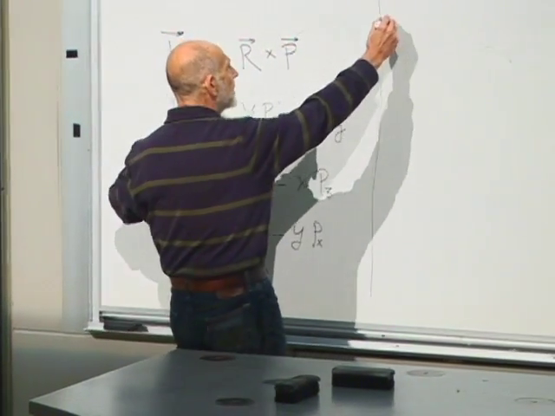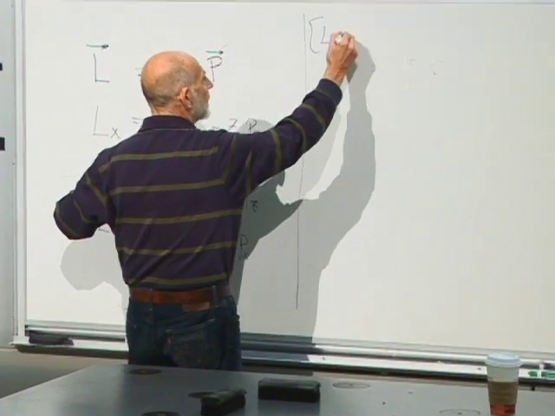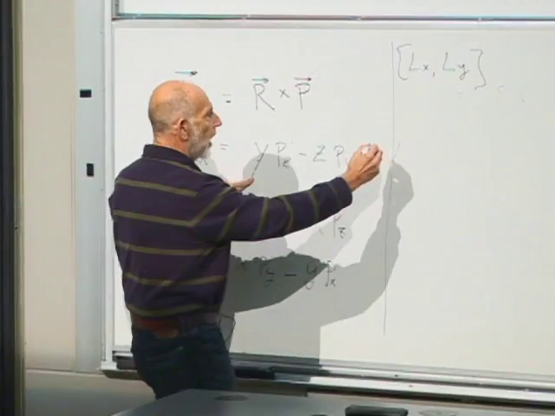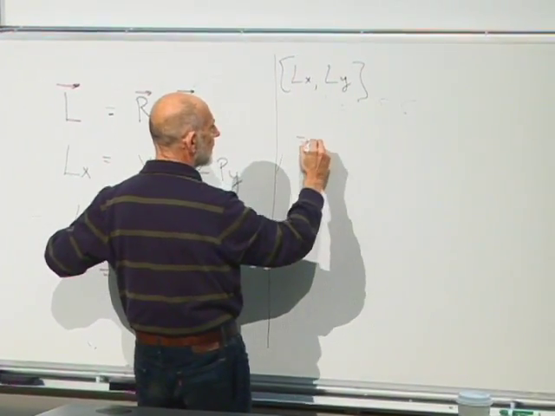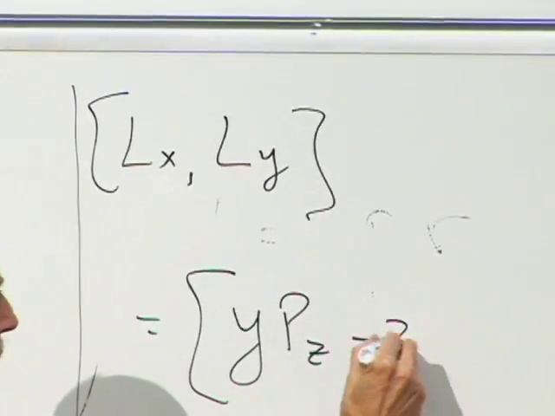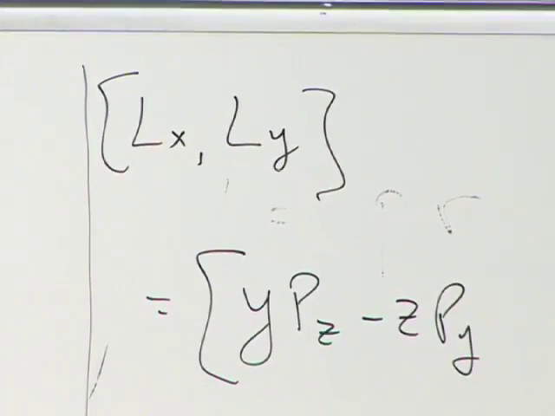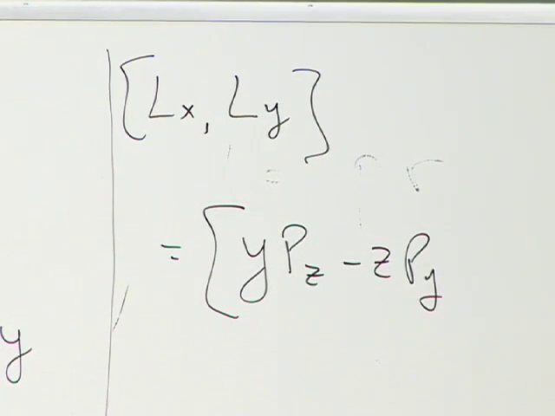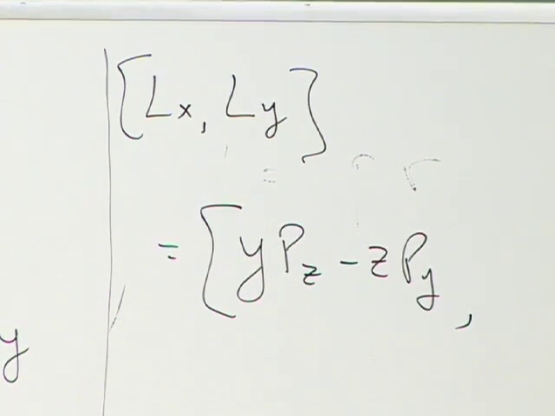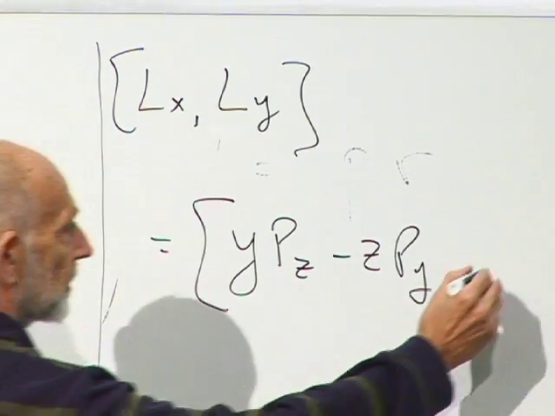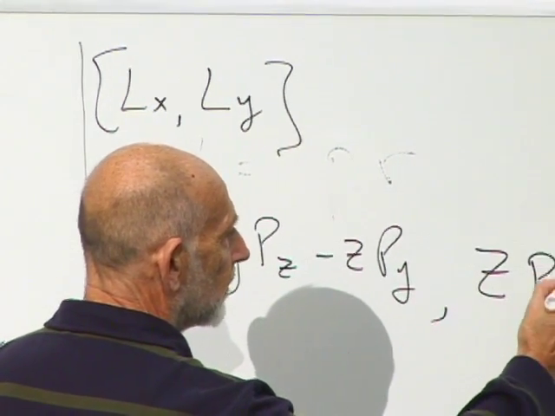All right, so we want the commutator of Lx with Ly. Lx is the commutator of YPZ minus ZPY. That's the first entry into the commutator. And we're going to commute that with Ly, which is ZPX minus XPZ.